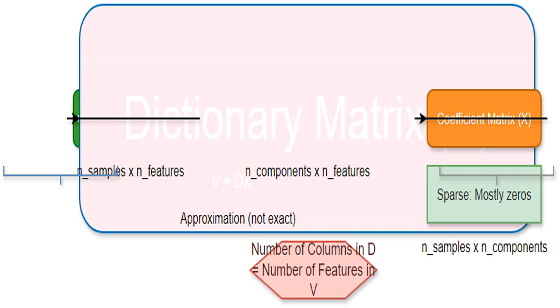This is the core equation in dictionary learning. I'm approximating your original data matrix V as a product of the dictionary matrix D and the coefficient matrix X. This is an approximation because we use a sparse coding technique to make it computationally efficient. Think of it like trying to build a complex image, V, using only a few simple building blocks, D, and knowing how much of each block, X, to use.